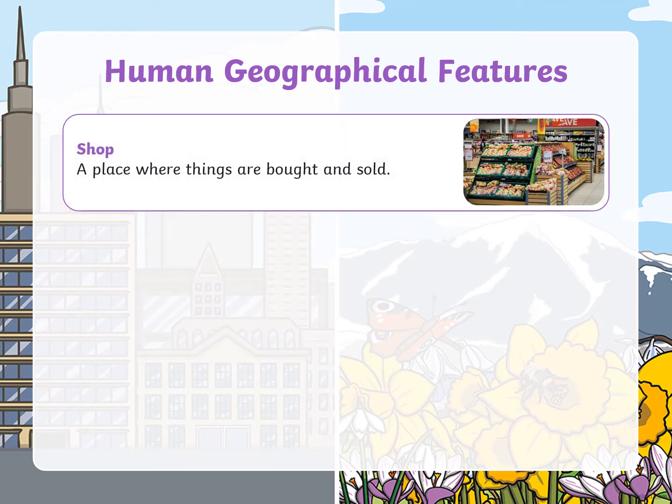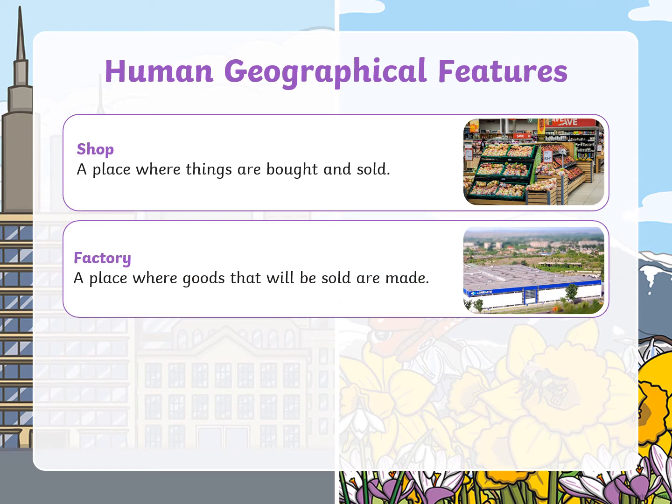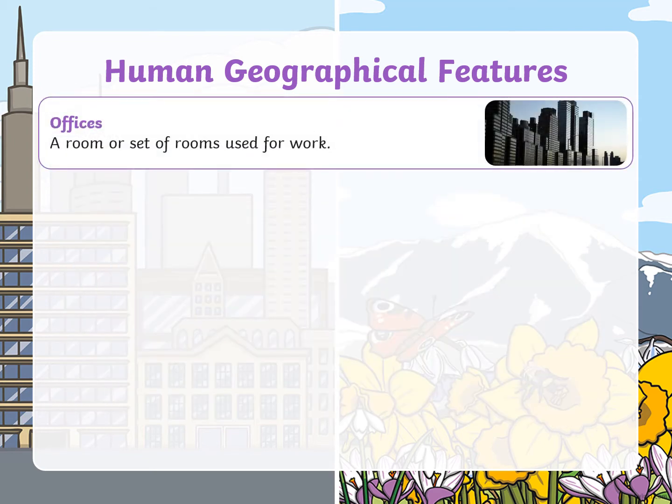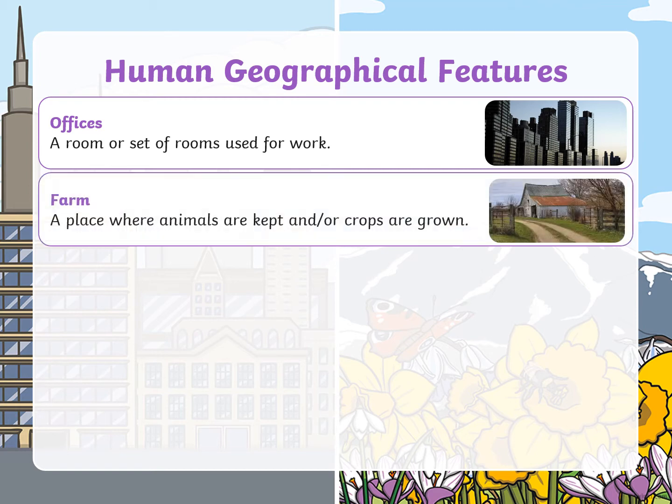Shops. People on your island will need to go and buy things, so a human feature would be a shop, a factory where things are made, and a house where people would live. All of those have been made by humans. You could have offices, which are a set of buildings or rooms where people work. A farm, perhaps, where animals are kept and crops are grown. Again, those farms have to be made by humans, so they are human features.